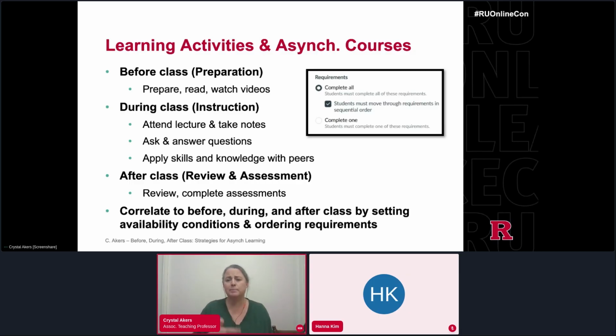We can set availability conditions where we lock and unlock content at specific days and times. We can release content based on ordering requirements, where we require that certain specific actions take place in a specific order. So you can see in the picture here an example of how these ordering conditions are displayed in Canvas, right? Where you can require students to complete all or some of the activities in a module and even set them to occur in a specific order.